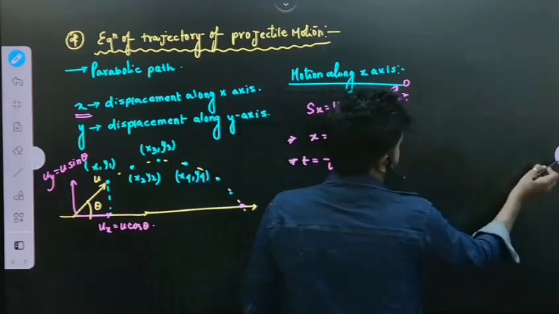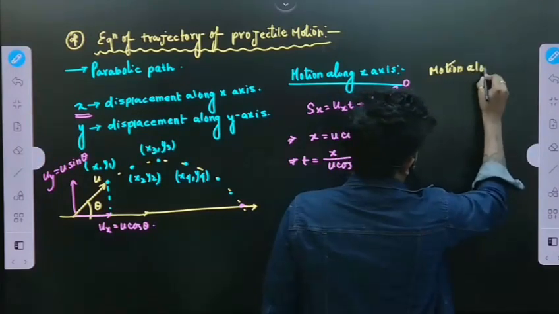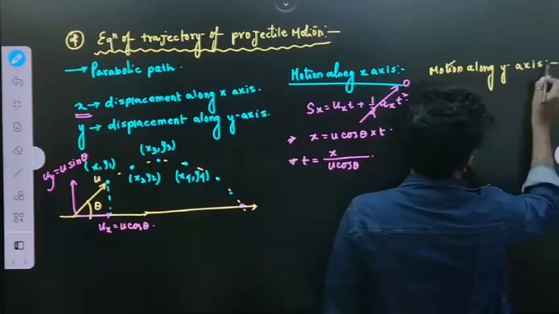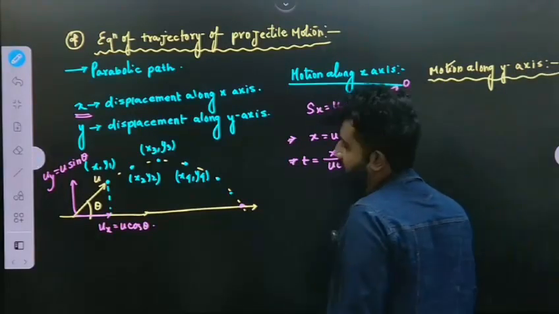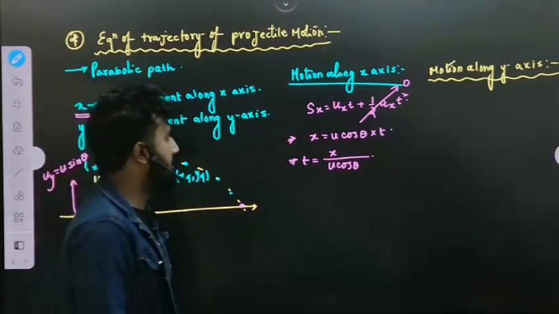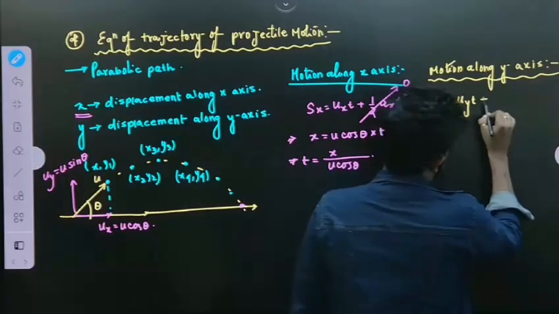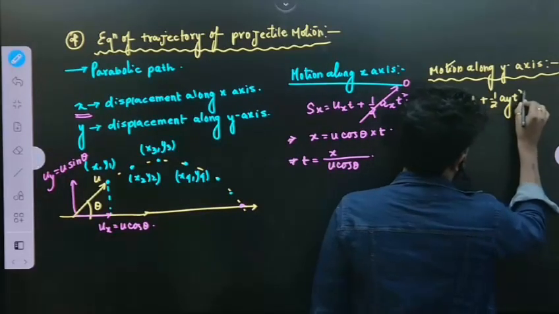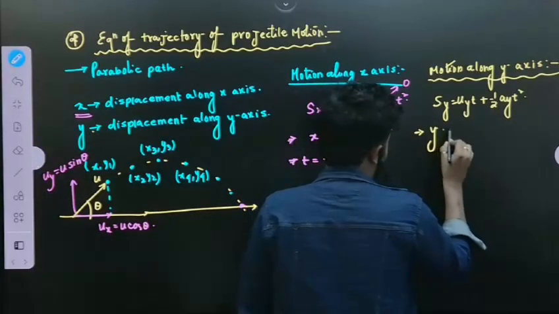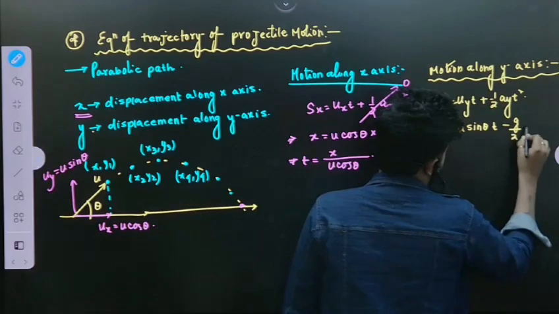Now we're going to use motion along the y-axis, because we have to relate x and y. Equation means what? A relation between x and y, yes or no? Okay. So again, I have to use the same equation. Sy equals uyt plus half ay t square. Everyone please see here. What is the value of displacement along the y-axis? General displacement, y. Uy is u sin theta into t minus g by 2 t square.